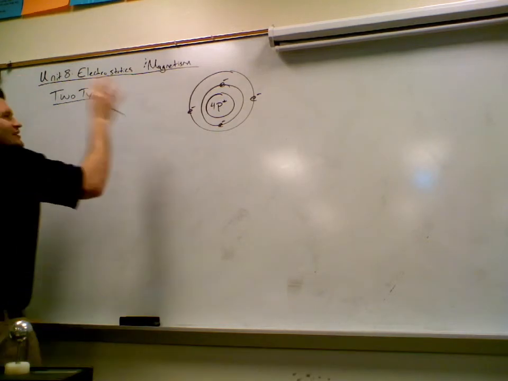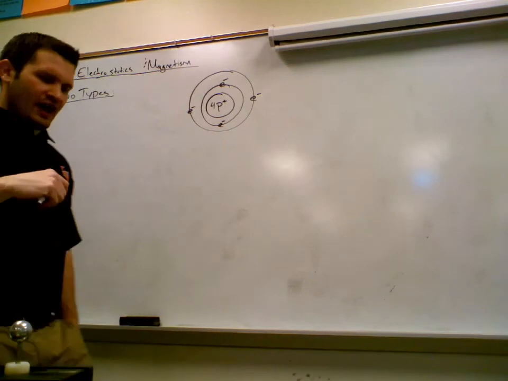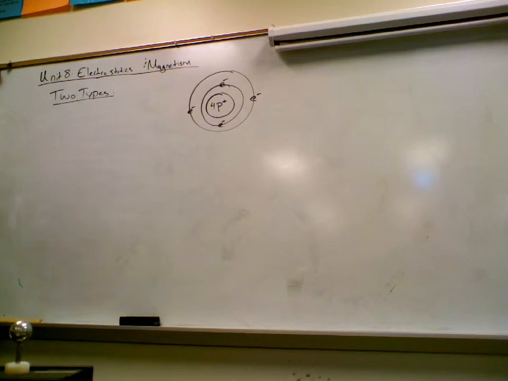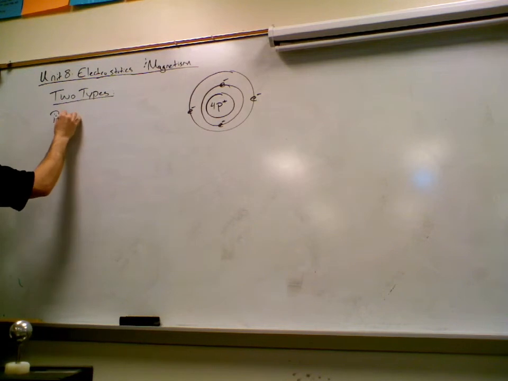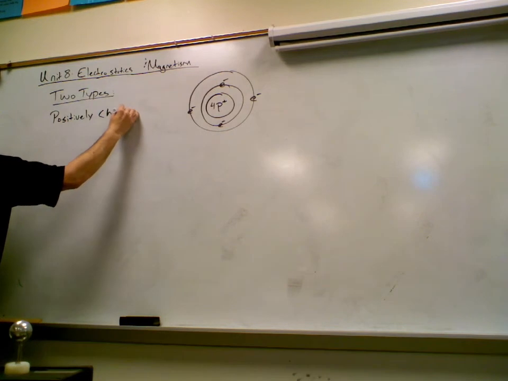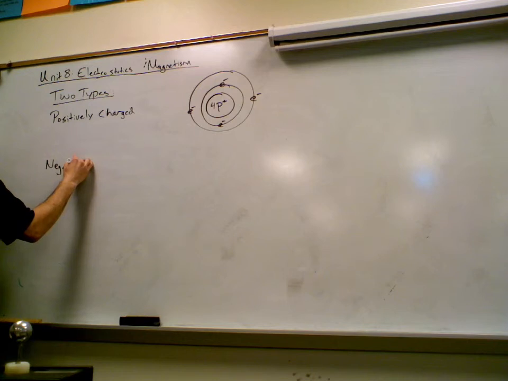All right. So here's an atom of beryllium. Now how many types of charge can beryllium have? There's a hint on the board. There's 2 types of charge, right? What are the 2 types of charge? Negative and positive. Good. It can be positively charged, or it can be negatively charged.